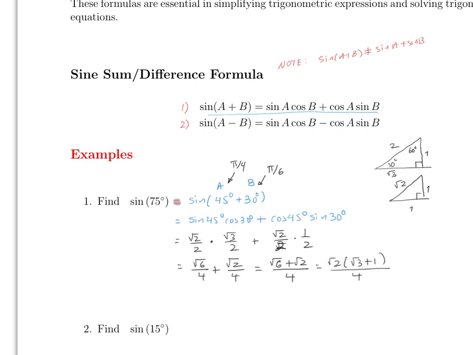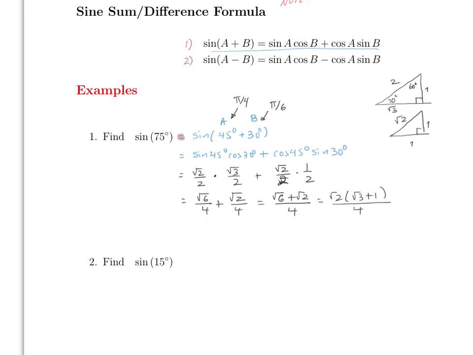As you can see, this is pretty straightforward. You either want to use special triangles, or you have to create your own triangle and use the Pythagorean theorem to find the missing side, just like you have done in the previous sections, and then just apply it into the formula. All right, so now let's do 15.